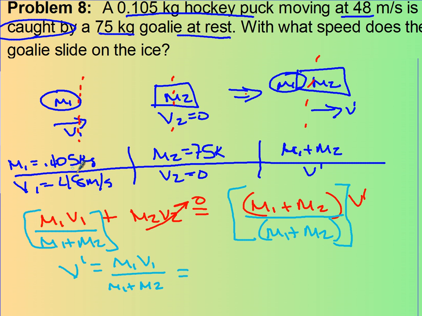Now plug in our numbers. This time we have real numbers. So this is 0.105 times, what's my initial velocity? 48. Divided by M1, which is 0.105, plus 75. Now, don't ever be ashamed of multiplying things out. 0.105 times 48 is equal to 5.04. And we're going to divide that by 0.105 plus 75, well, that's 75.01.